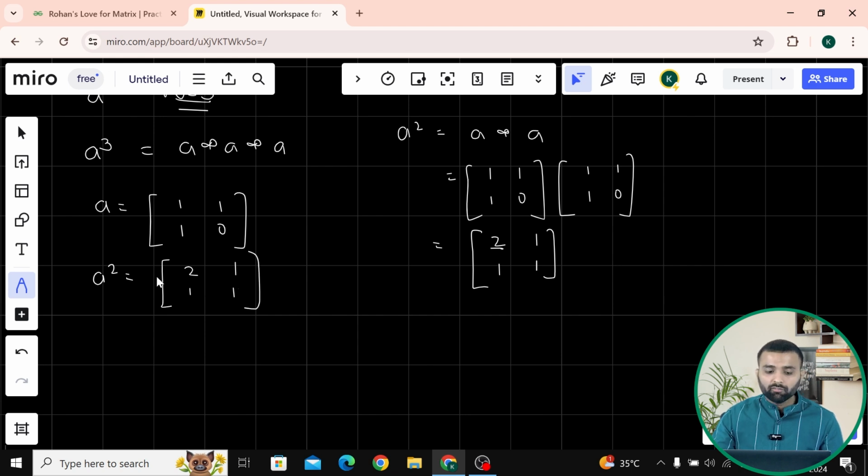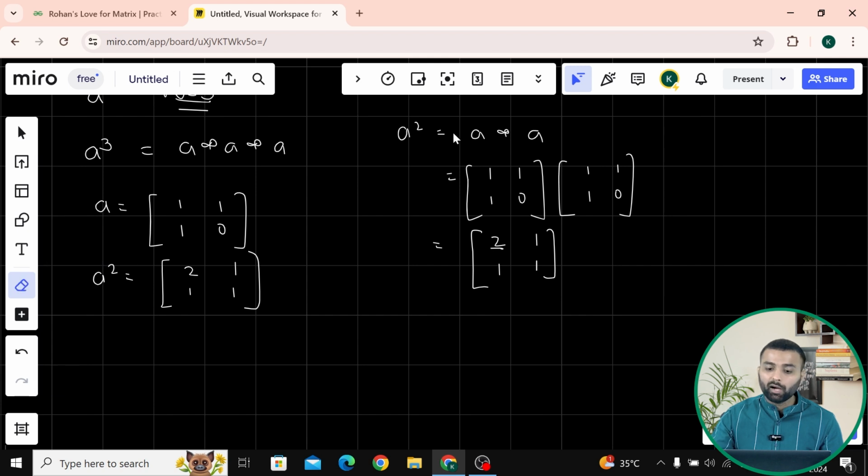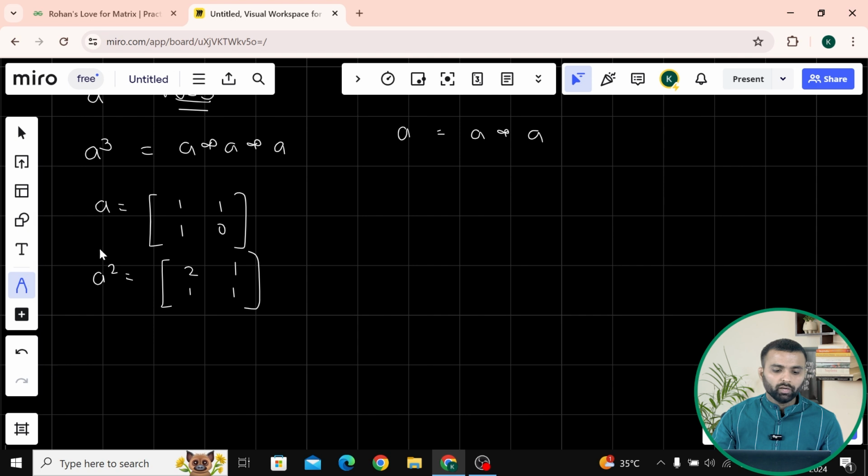Now we have A to the power 2, so let's calculate A to the power 3. A to the power 3 is equal to A to the power 2 into A. So we have A to the power 2, and we have A. So let's calculate this. Here we have 2, the rest we have 1, and A is 1 1 1 0.